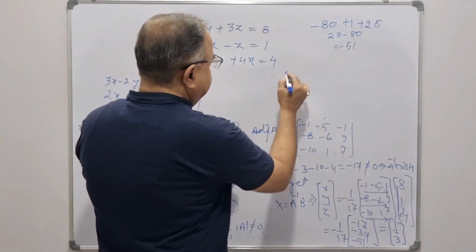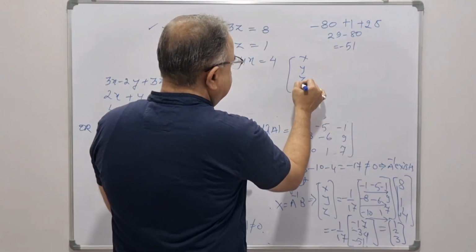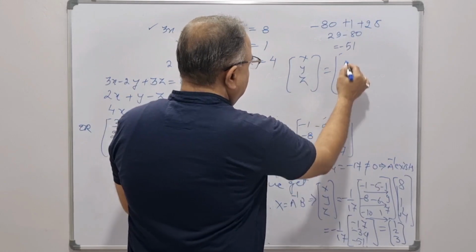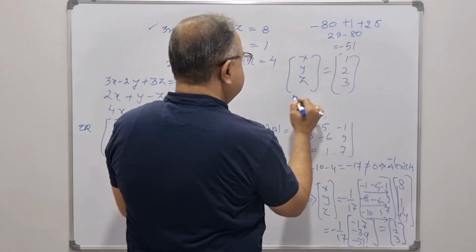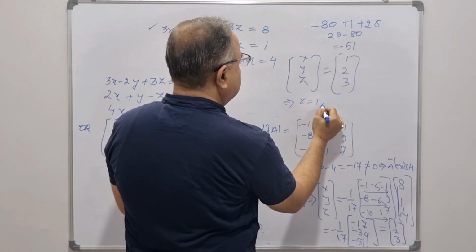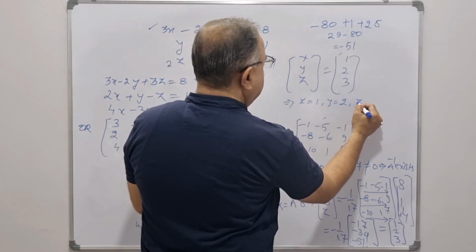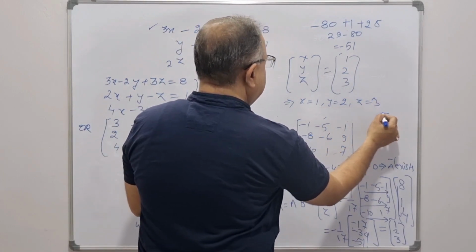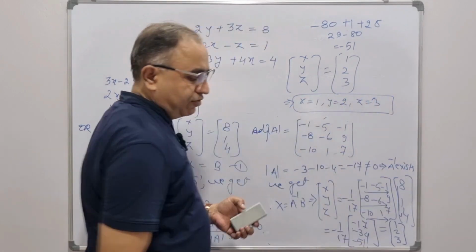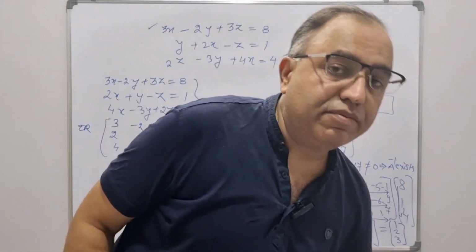So finally we are getting here that x, y, z is equal to 1, 2, 3. That means this implies that x equal to 1, y equal to 2 and z equal to 3. This is how we solve the system of linear equations in 3 variables using the matrix method.